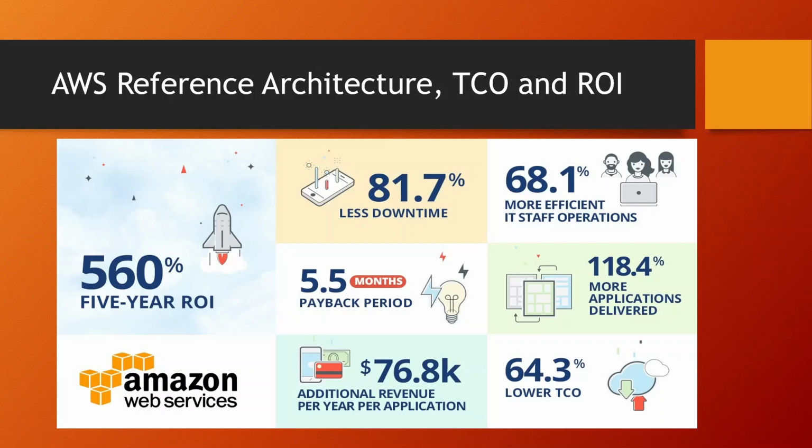So I don't know about you, but you definitely saw some of these graphs where there are huge promises of a lot of percentages of return on investment. The capital is going to be put back into the business in half a year. There's much less downtime. The engineers are happier, and there's more efficient IT staff operations and applications delivered, etc. So a lot of promises that are supposed to be fulfilled if you migrate to AWS.